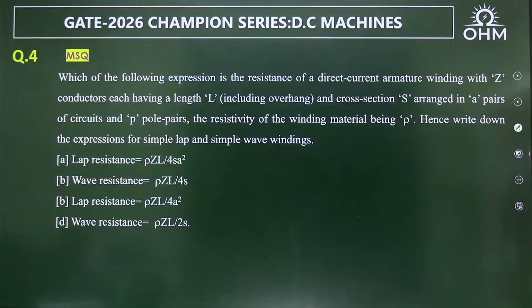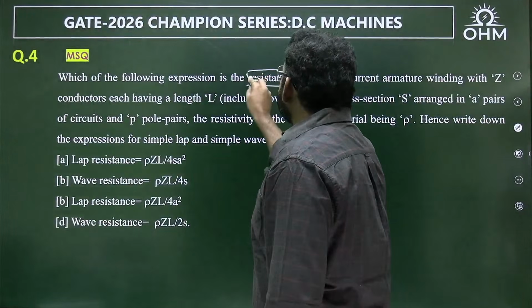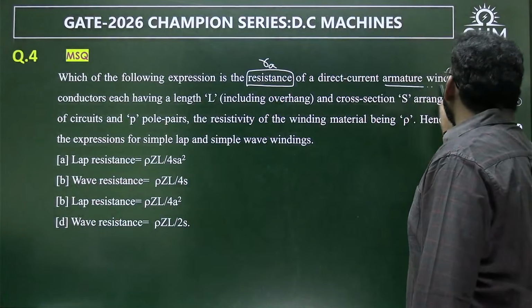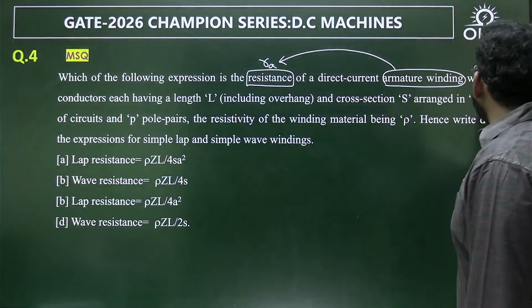If the given windings are designed with wave connected format, then what is the resistance of that winding? Okay, so two questions we have to answer indirectly. All right, so let's note down the information. Which of the following expressions is the resistance? We have to find armature resistance, RA, of a direct connection armature winding. Yes, we have to find out armature resistance with Z conductors.